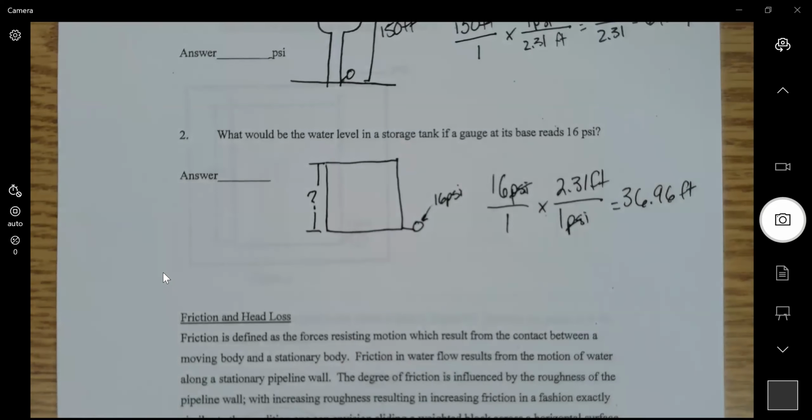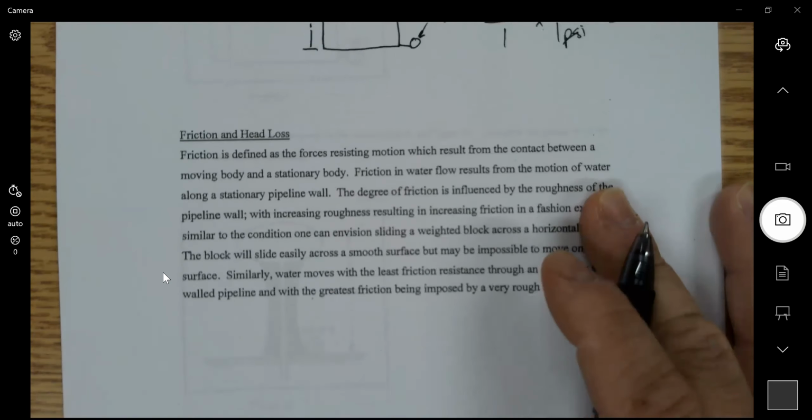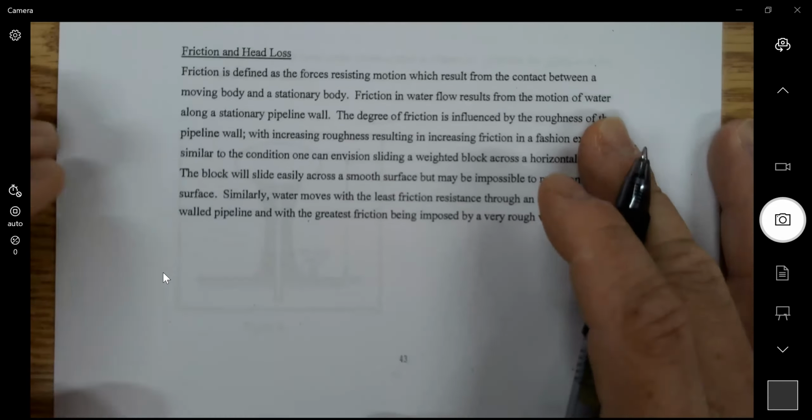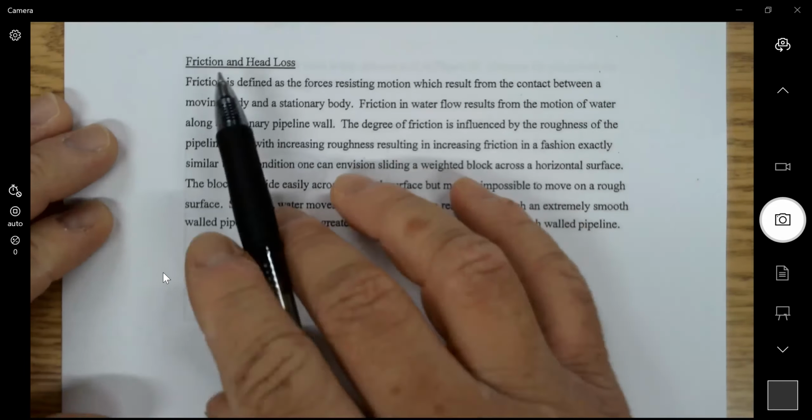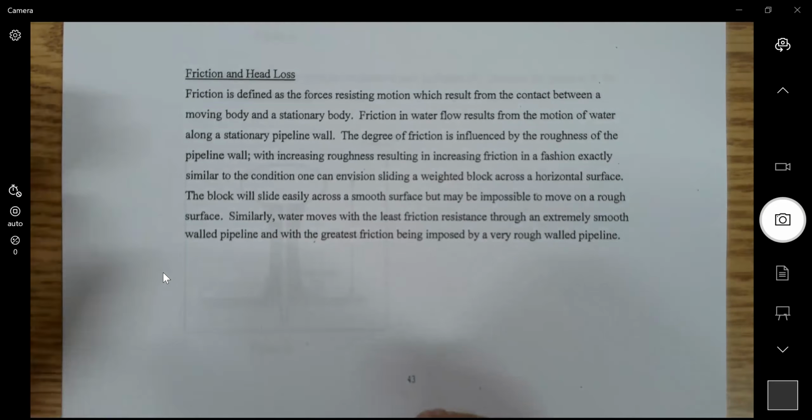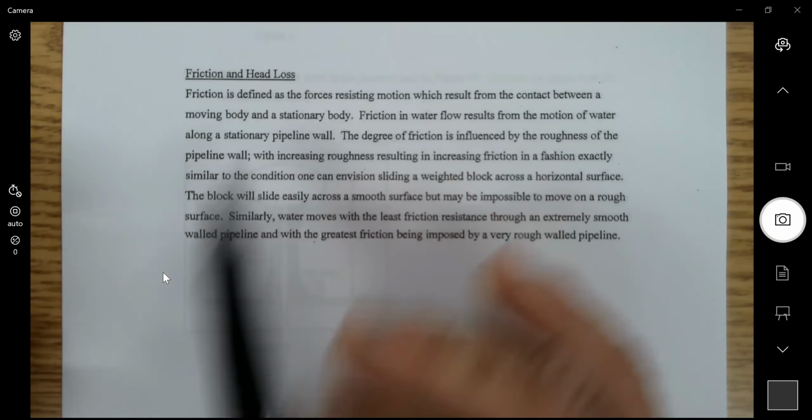36.96 feet. Okay. All right, here in the next part, friction loss and head loss. Okay, or friction and head loss.